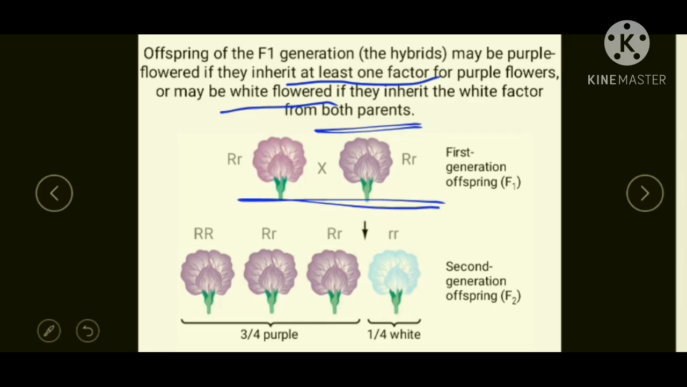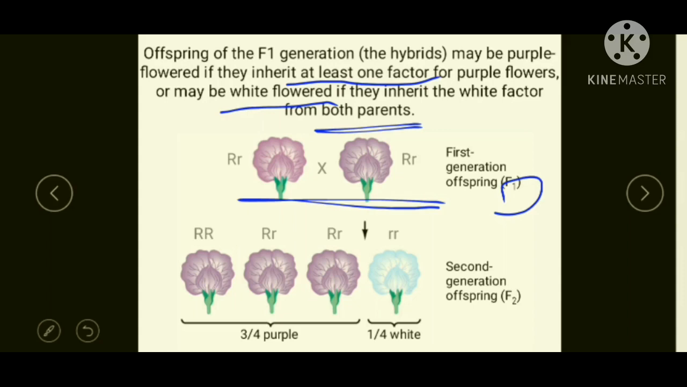It is not the cross between the parents. It is the cross between the F1 generation. When we cross the offspring of the parental generation, that means the offspring of the parental generation means the F1 generation.